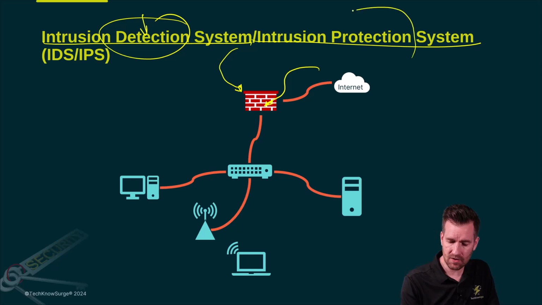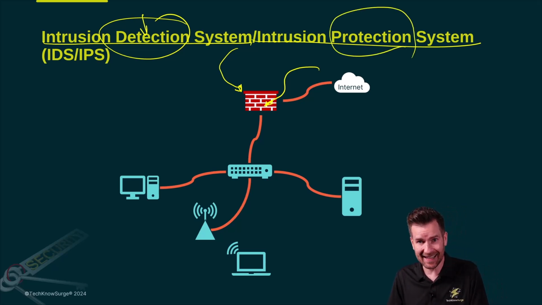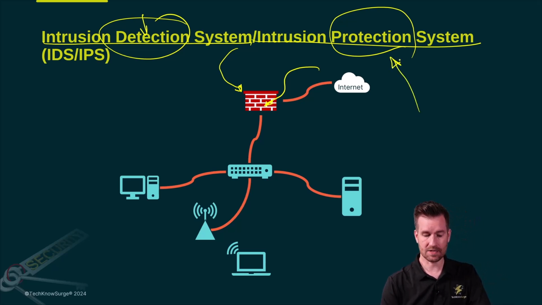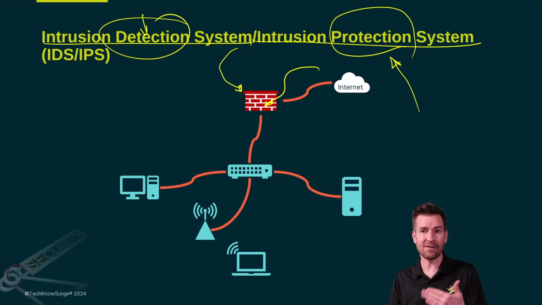Then there's the protection system. The protection system takes it a step forward. It not only detects something that's happened, but it will actually take action against it. And so one question might be, well, why don't I just implement a protection system? That sounds better, doesn't it? Because, hey, it'll actually take action and stop that from happening.